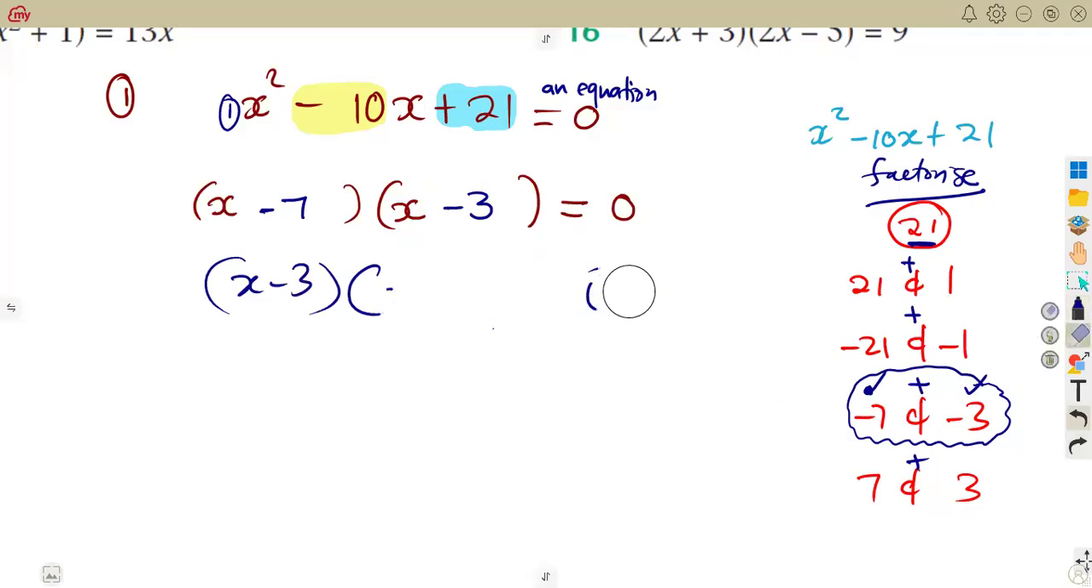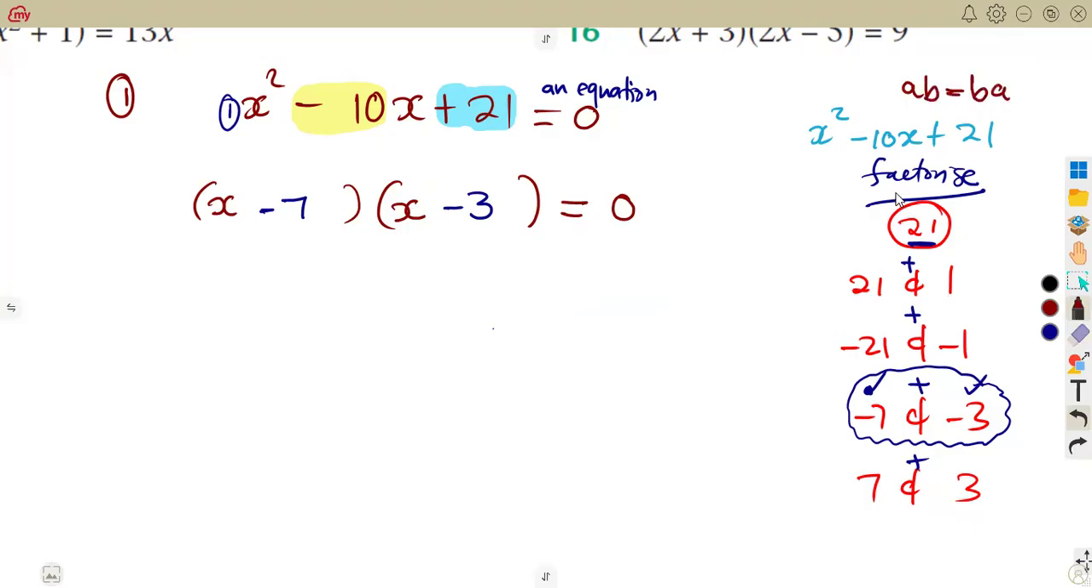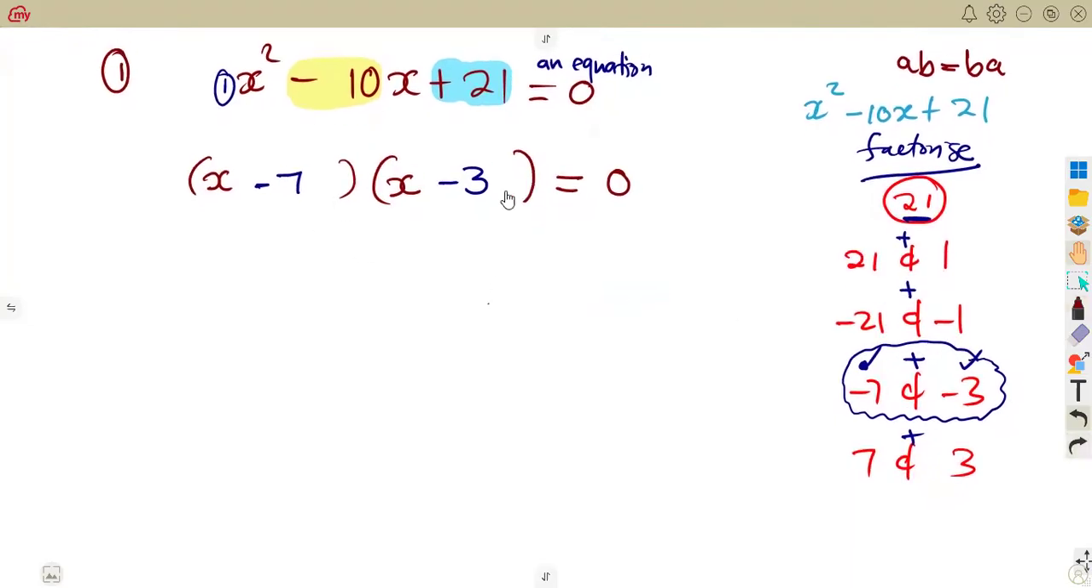It's just one and the same thing, or you can write it this way. It's not a problem. Remember that in terms of the product, A times B is the same as B times A. So you can start with any bracket there. So after finding these factors, you have two brackets whose product is equal to 0.